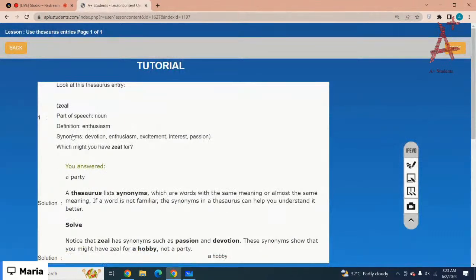So there is a difference between a dictionary and a thesaurus. Got it? A dictionary has the meaning of words, but a thesaurus lists synonyms. Synonyms means you have different words with the same meaning, or almost the same meaning. If a word is not familiar, the synonyms in a thesaurus can help you understand it better.